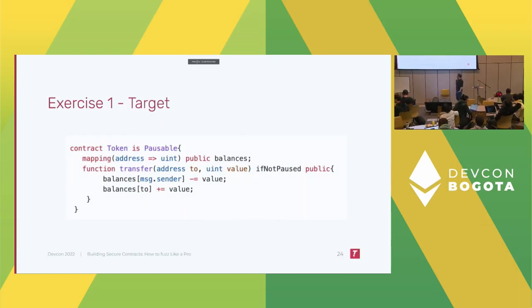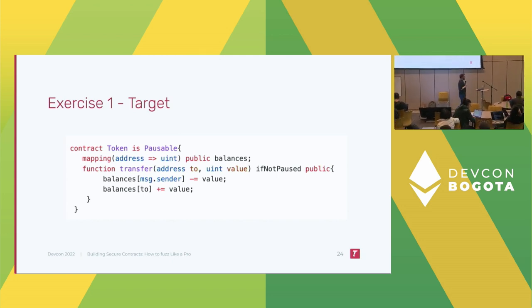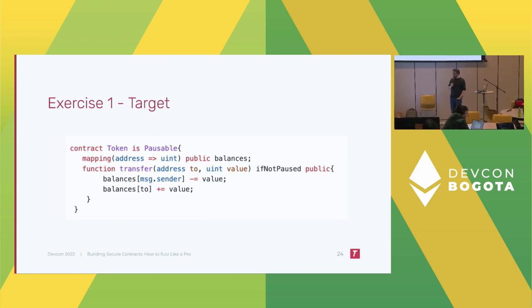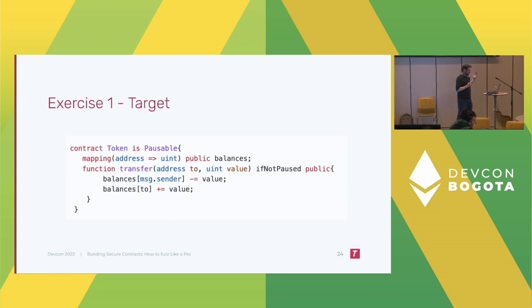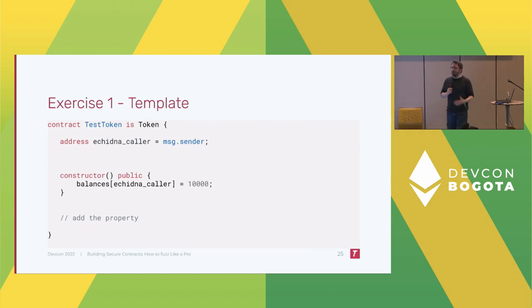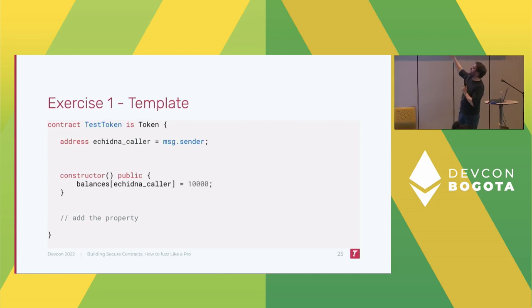Okay, so our target here is a token. It has a classic transfer function, inherited from a pausable contract, which is a basic pausable system. What we want to do here is create the invariant that no user should have a balance above the total supply. To test the token, we are going to inherit the token, our target, and create the contract TestToken. We are going to initialize the balance of the first user to 10,000.